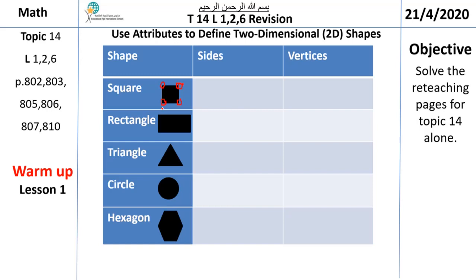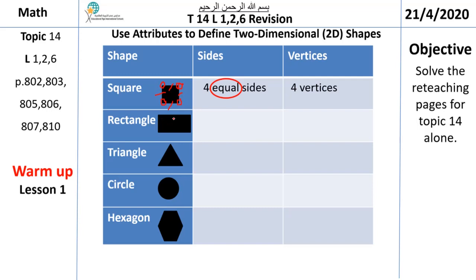Now, how many sides do I have in a square? Sides are those sides, so that's 1, 2, 3, 4. And are they the same? Are they equal sides? Yes, they are. And how many vertices? 4 vertices. So for the square, I have 4 equal sides and 4 vertices. It's very important that in the square, I must have 4 equal sides, only in the square.